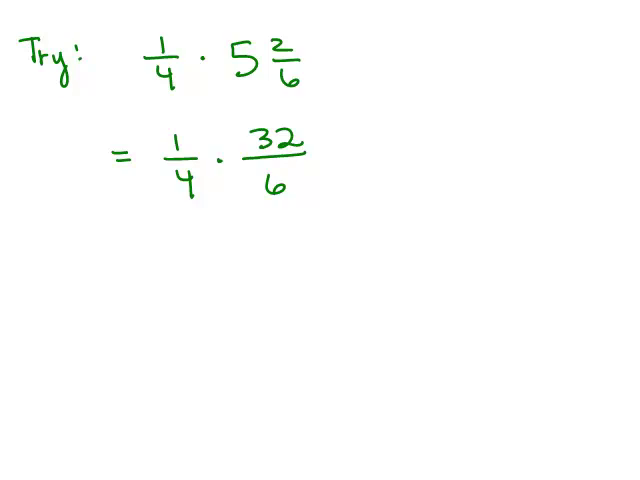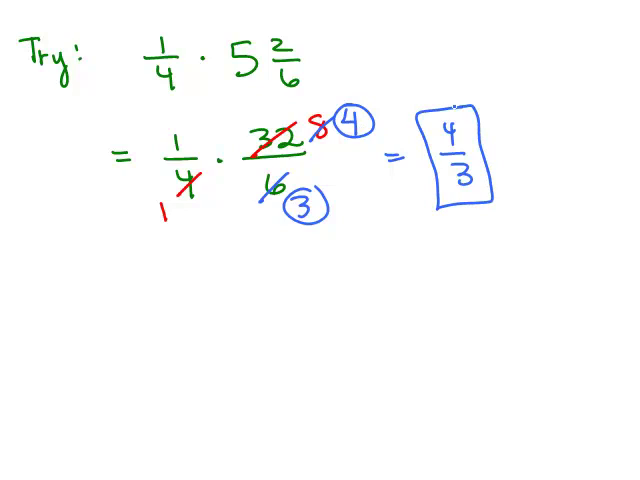Now, 4 goes into 32, so I could divide top and bottom by 4. 4 divided by 4 is 1, and 32 divided by 4 is 8. And then notice this, you've got 8 over 6. 2 goes into both of those numbers, so you can cancel again, dividing each by 2. 8 divided by 2 is 4. 6 divided by 2 is 3. And like I said, it does sort of get messy here. What I'm left with in the numerator is a 4, and in the denominator is a 3.